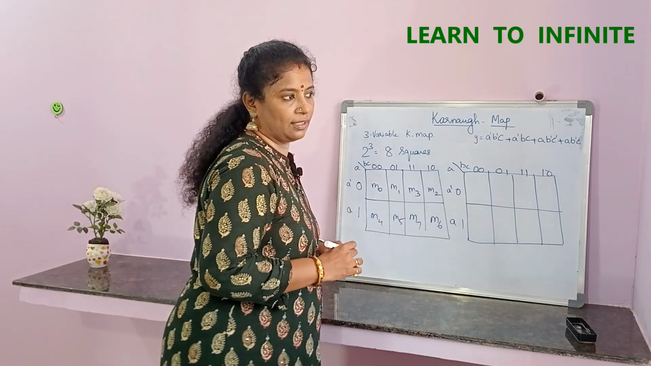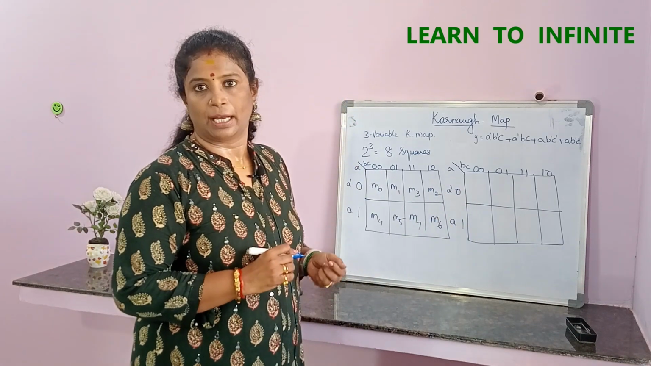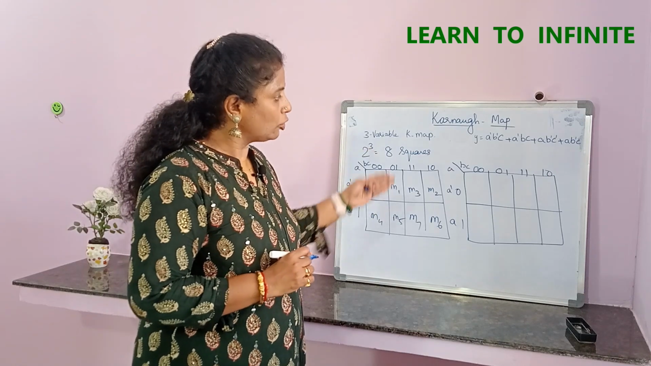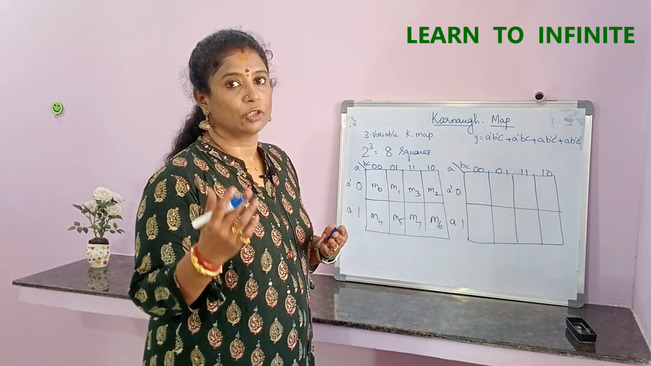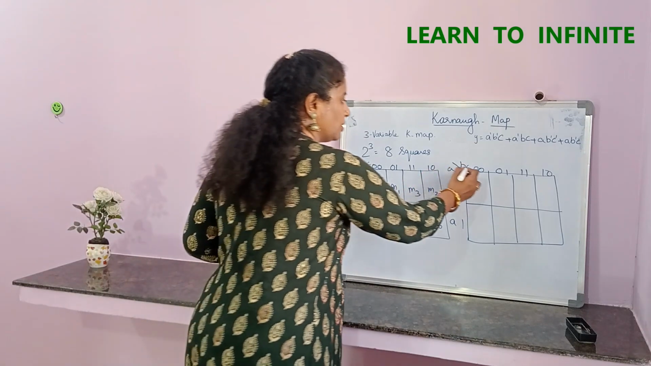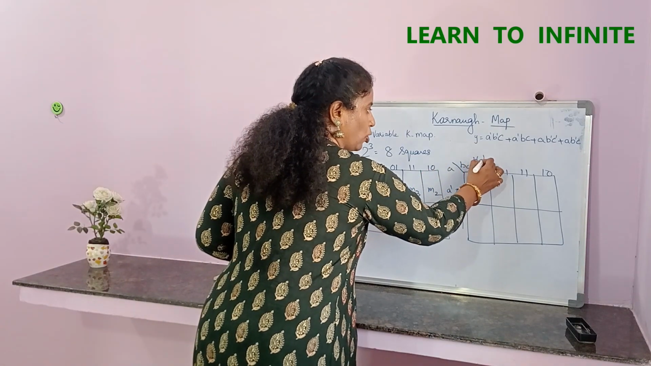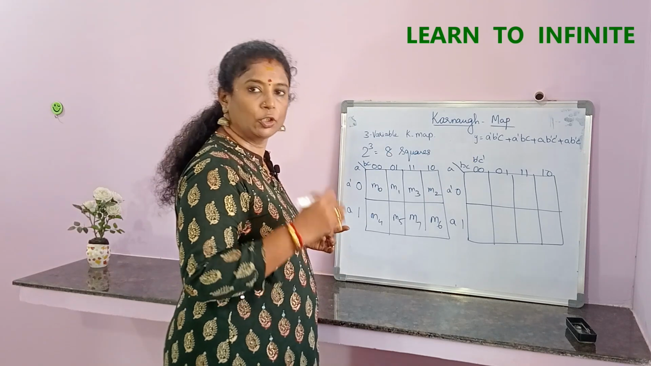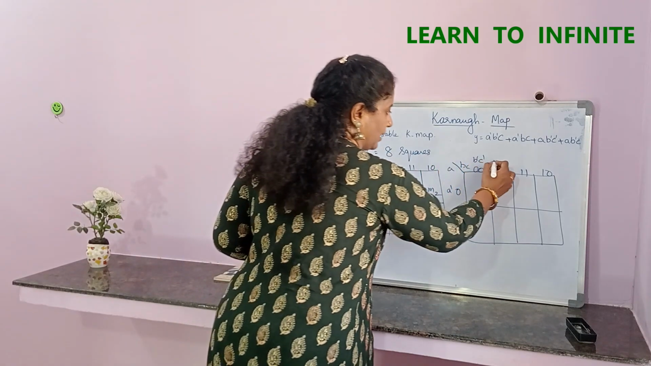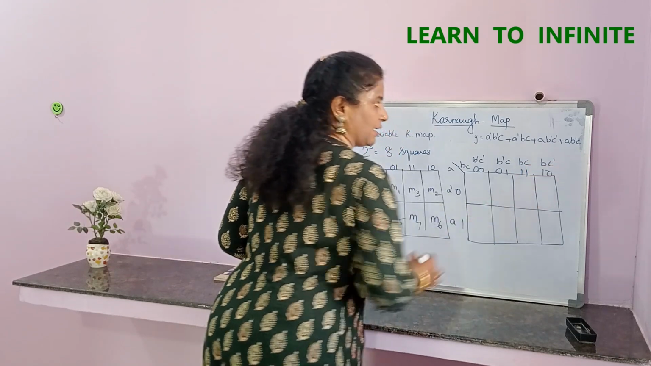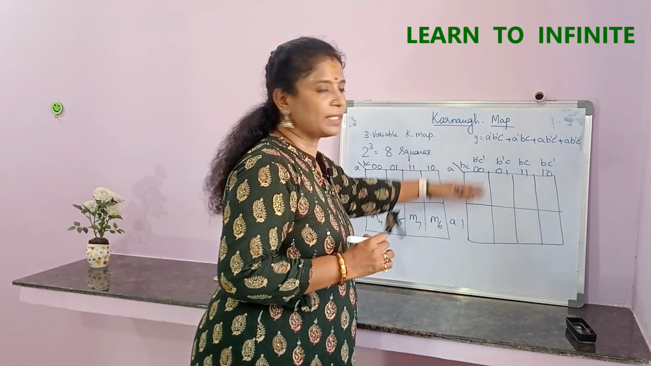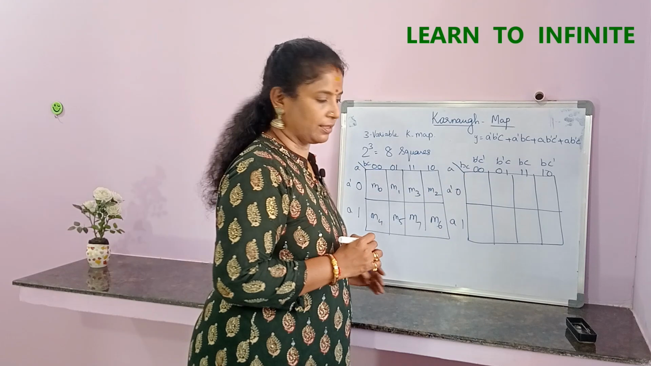For the initial solvers of K-map, I recommend you better write all the variables so that it will be easy for you and you won't make any mistake. So this will be B dash C dash. Though it is not compulsory, for you not to make any mistake, you can write like this. This is B dash C, this is B C and this is B C dash, so that whenever the terms are there, you can easily follow up, right?